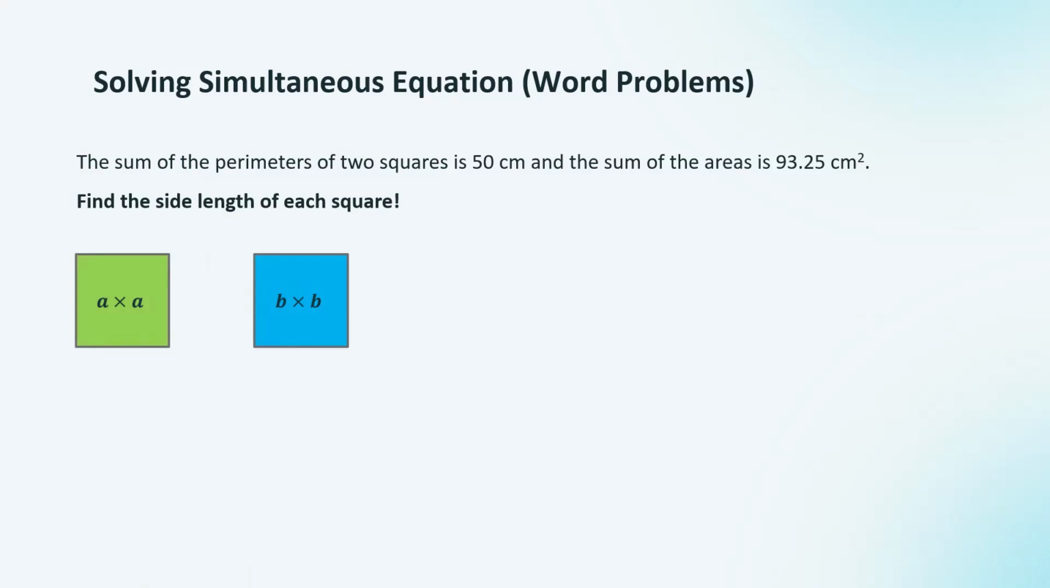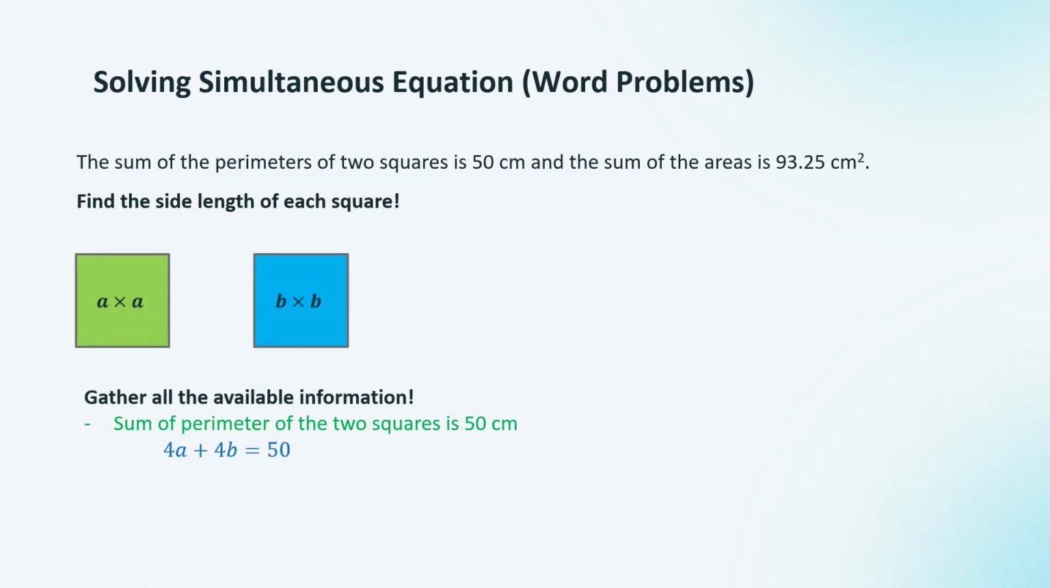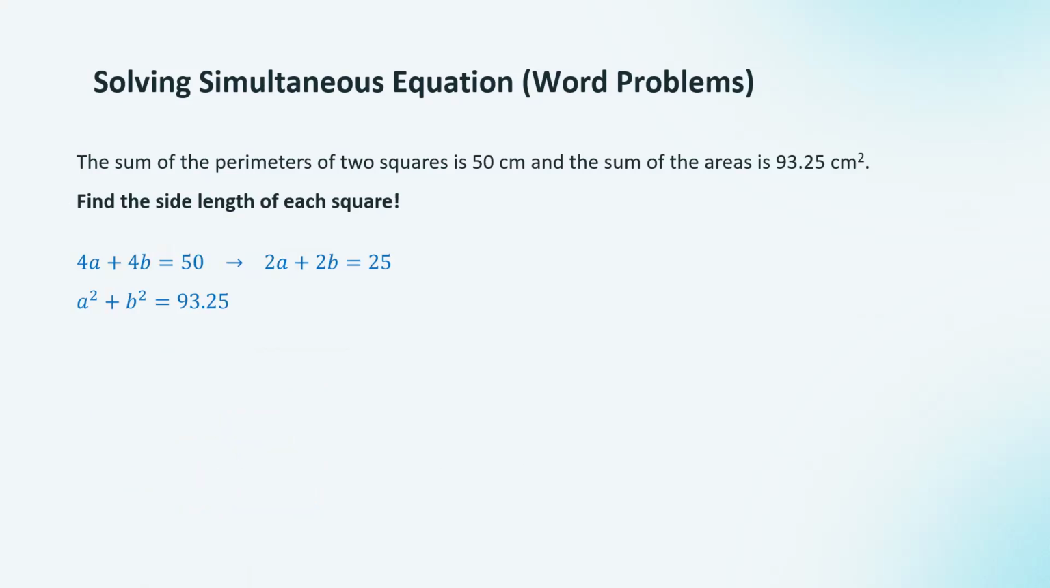We have two squares, a times a and then b times b. Then we have to gather all the available information first. The first one, the sum of the perimeters is 50 centimeters, and we need to make this into an equation. The equation can be 4a plus 4b equals 50. The next one, the sum of the areas is 93.25, and we can make this into an equation: a squared plus b squared equals 93.25. After getting the equations, we can simplify it, especially the first one. So it's going to be 2a plus 2b equals 25.